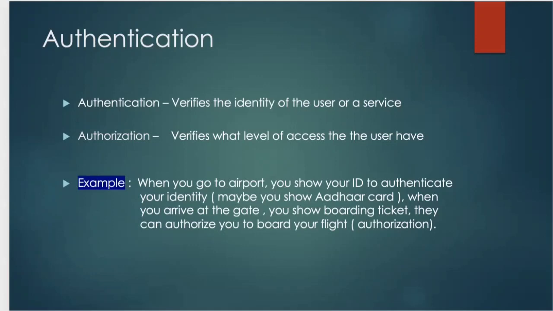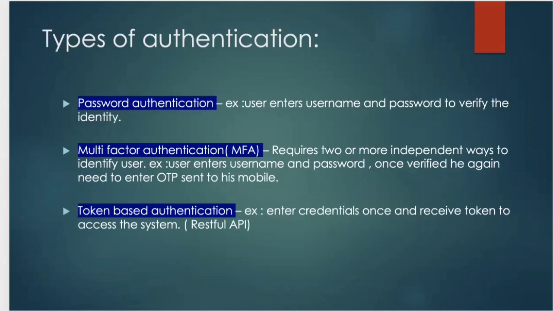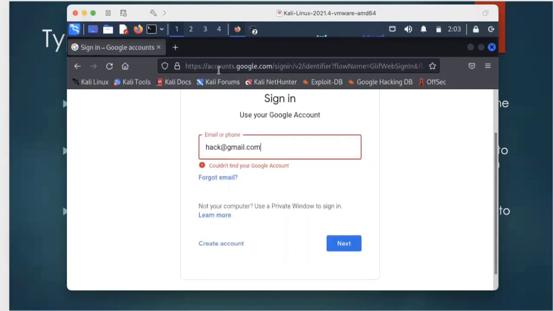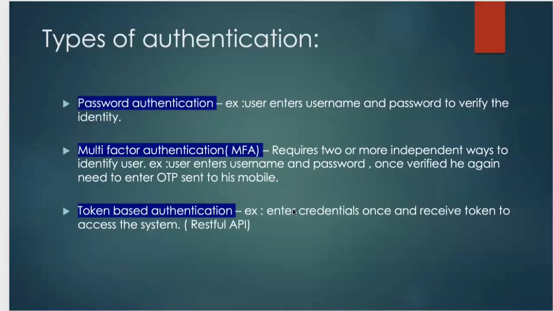Okay, let's see different types of authentication. We have password based authentication, multi-factor authentication, token based authentication, certificate based authentication, biometric, and single sign on. Password based authentication means the user enters a username and password to verify the identity. For example, you go to google.com, correct? To log into your Google account, you enter your username and the password. This is an example of username and password as authentication.